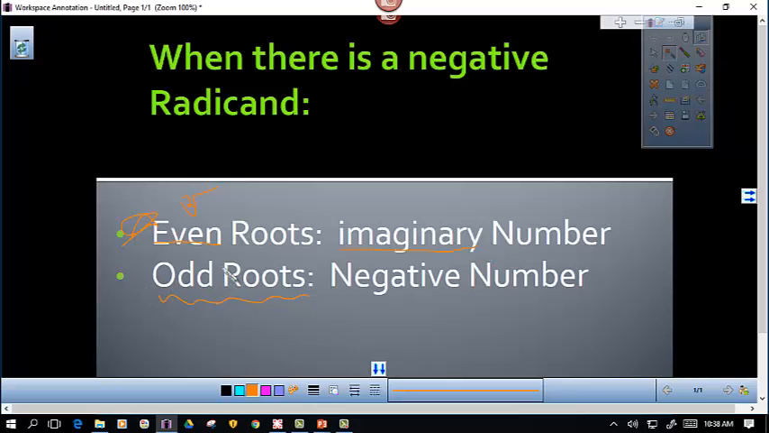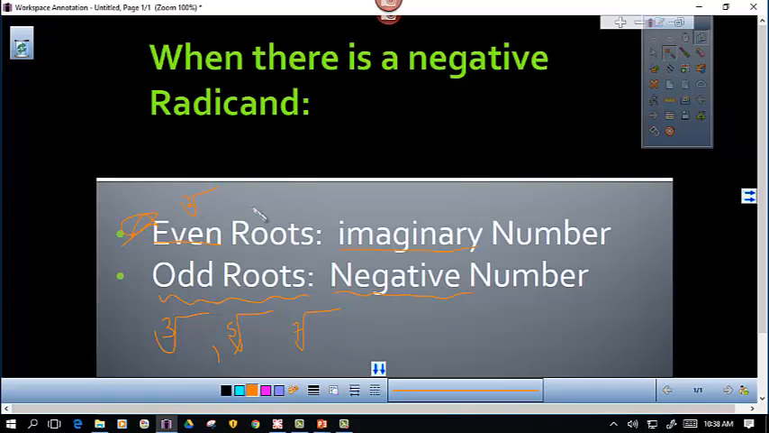When we come to odd roots, when I say odd, I mean a 3 index, a 5 index, or above, anything that is an odd number root. What's going to happen is if you have a negative number, a negative 1 is actually going to be able to pop out, is going to be able to leave the radical.